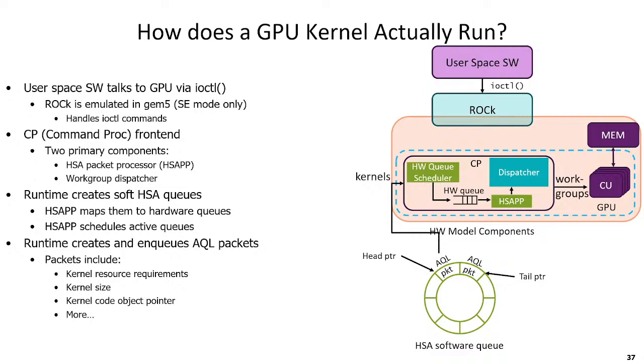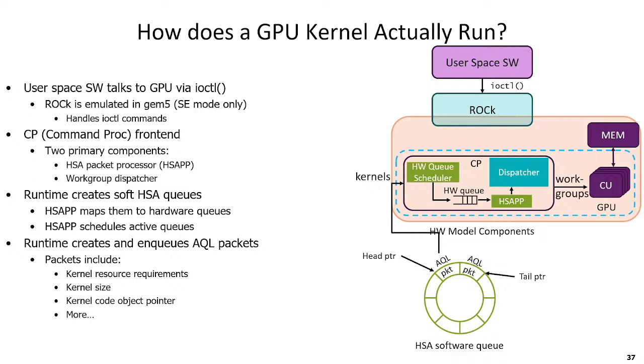The way this works, though, is when the CPU wants to send some work off to the GPU, it uses an ioctl, which is an OS command, that essentially says, hey GPU, here's some work that I would like you to do. Do it and tell me when you're done. That is implemented by the ROCk level of software, the kernel driver, which we emulate in gem5. It takes that ioctl command and performs a series of steps that are shown in pictorial form on the right-hand side of the slide.